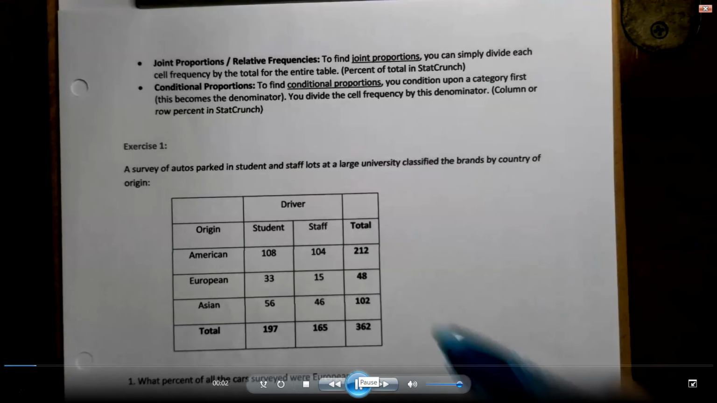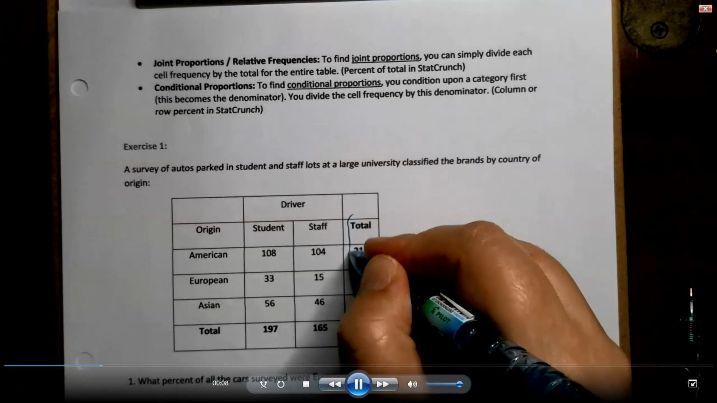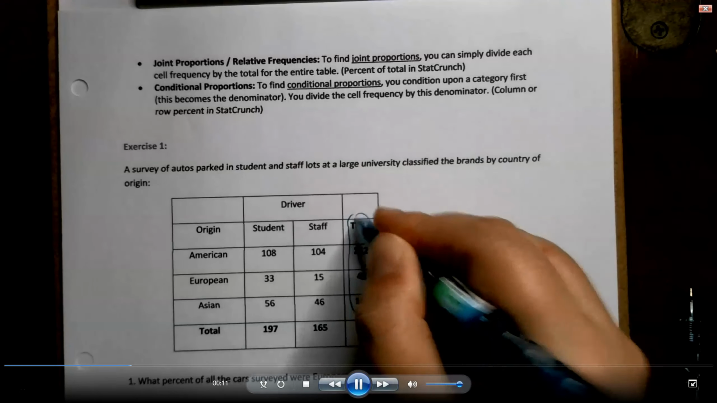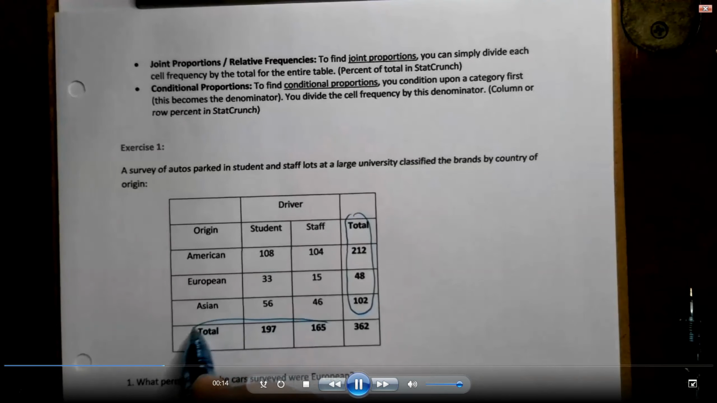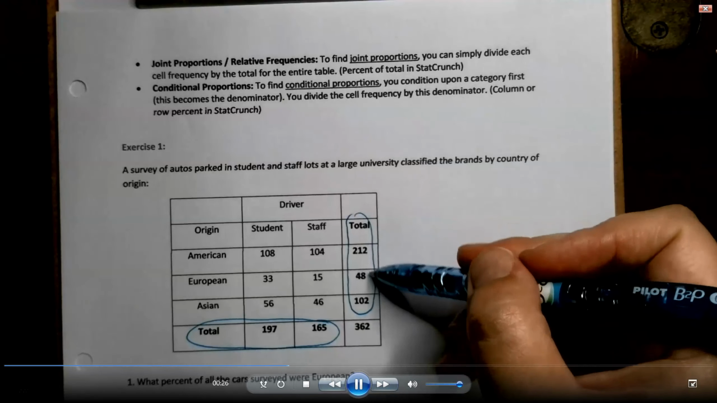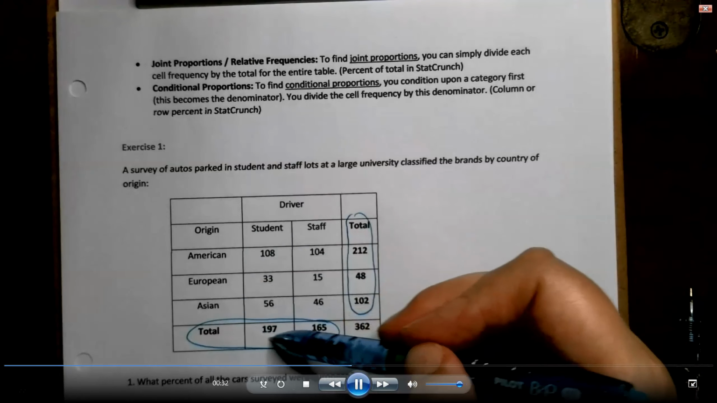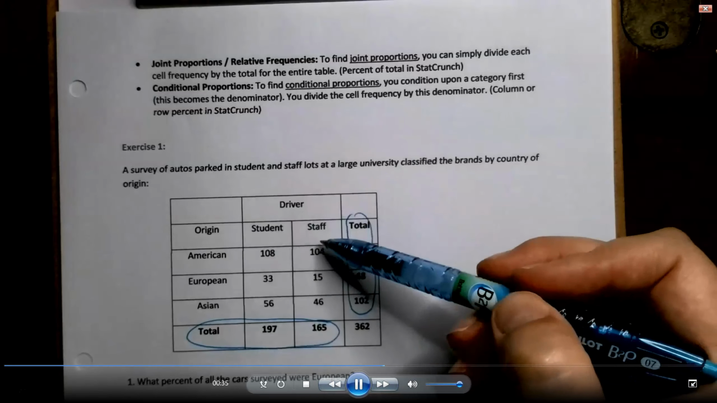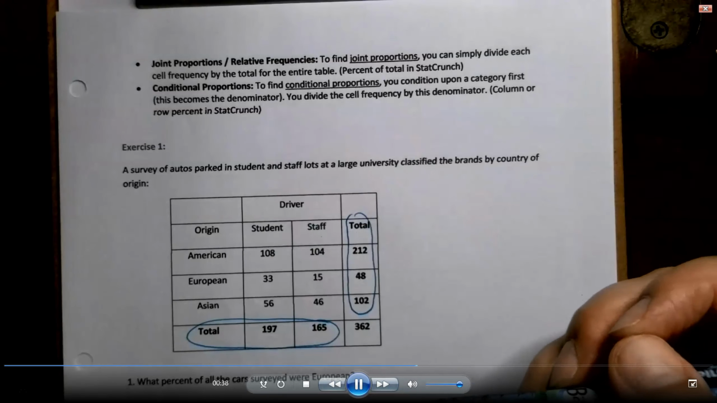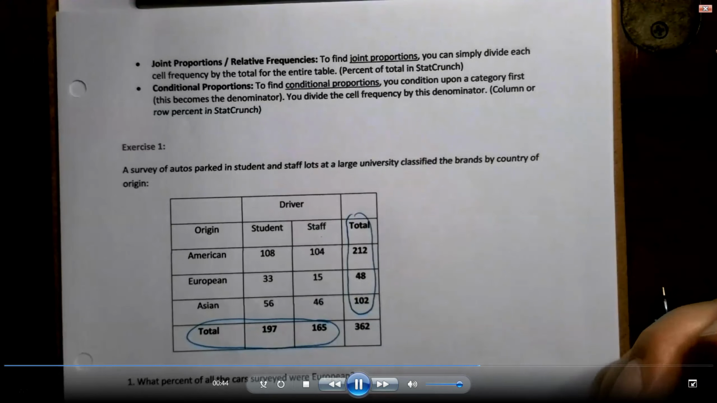Let's now talk about another feature of this table, which is that we have margins here. We have totals for all the rows, and we have totals for all the column categories. Those are called marginal distributions. This is the distribution for the origin of the car driven, and this is the distribution for student versus staff drivers. So these are marginal totals, and these distributions are called marginal distributions.